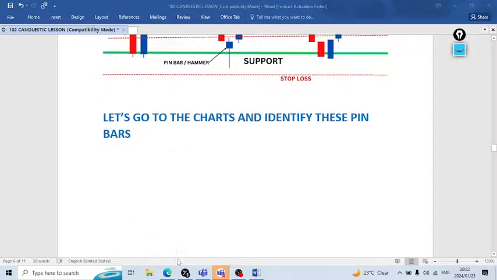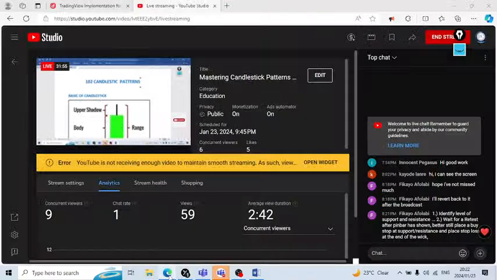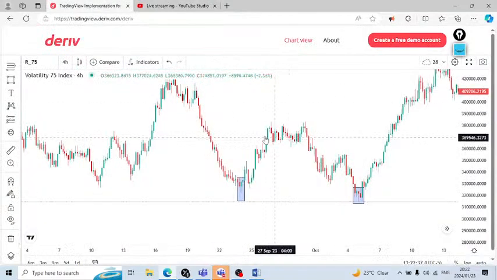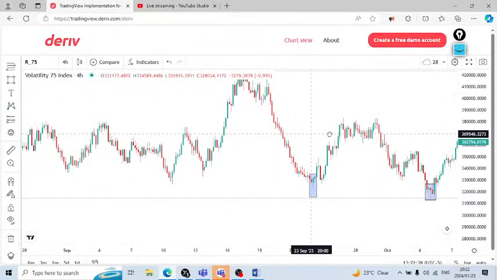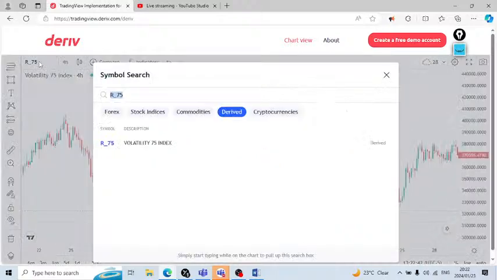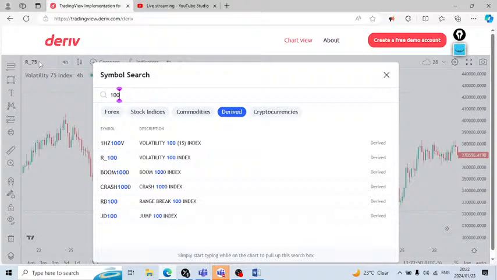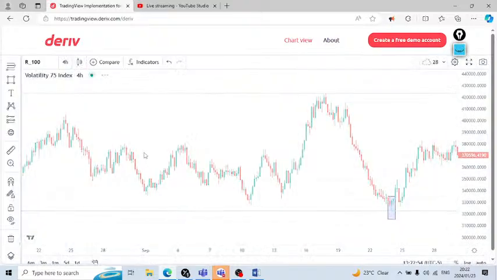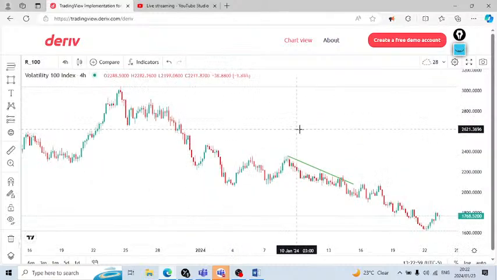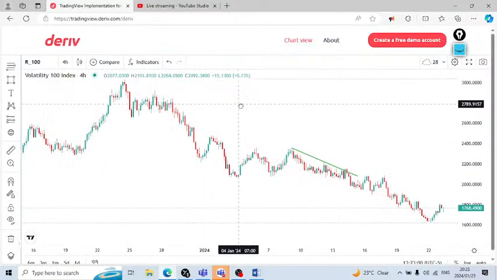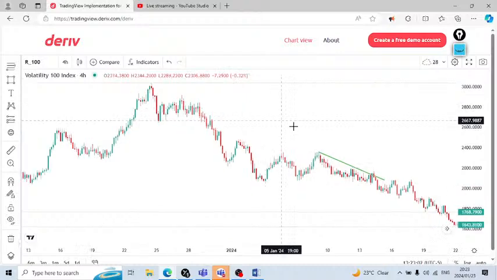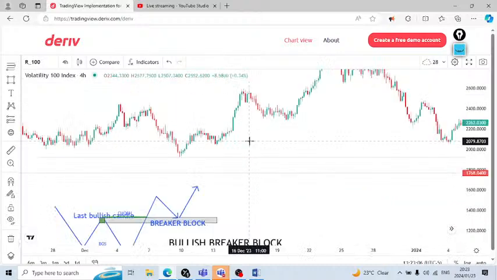Okay, we did this. We went to the chart. Let me just do it again. Let's go to the chart and try to identify if this is true. Let's look at VIX 75. Let's look at the VIX 100. This also applies in Boom and Crash. This also applies in any financial market. Let me do that and show you that this is true, not only in synthetic but in any financial market.